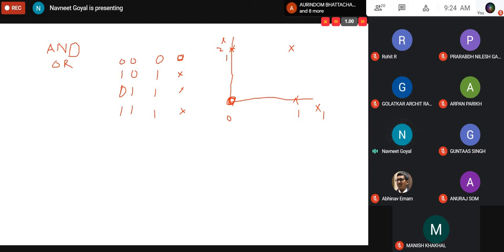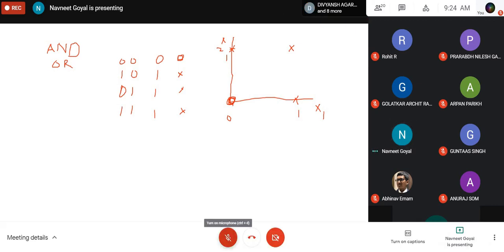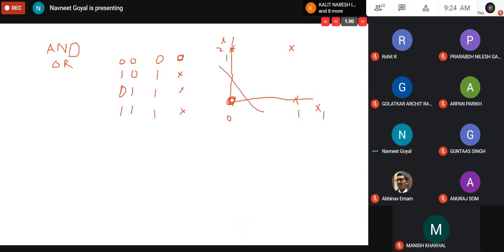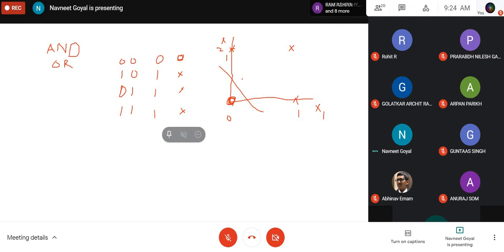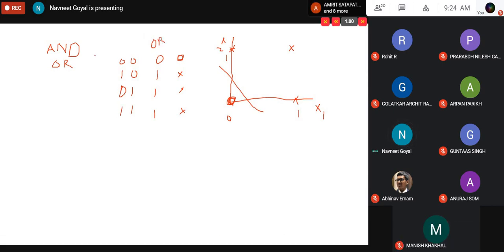So is the OR gate linearly separable? Yes, it is, because I can always find a line which separates the 2 kinds of points. Now if I do the AND gate, so this is my OR gate, and this is my AND gate here.